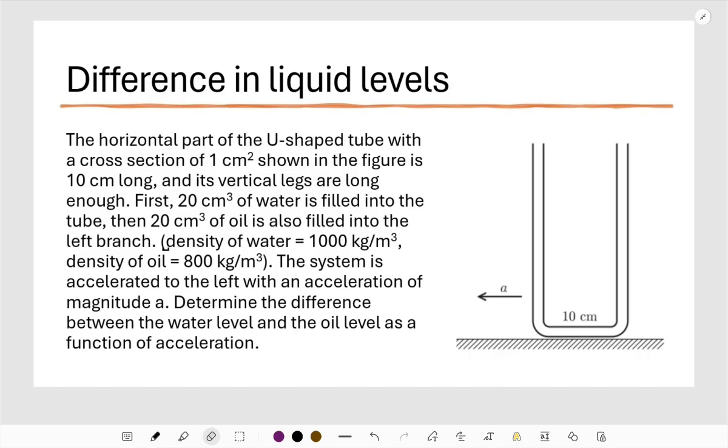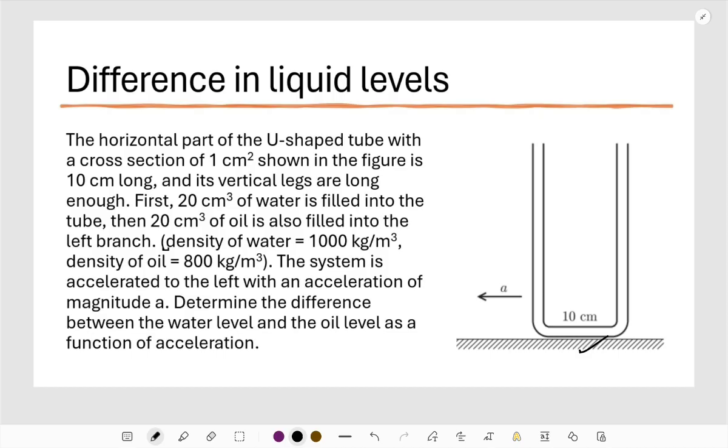So the statement of the problem is: the horizontal part of the U-shaped tube with a cross section, that means cross-sectional area, of 1 centimeter square, shown in the figure, is 10 centimeter long. You can see here the horizontal part is 10 centimeter long and its vertical legs or limbs are long enough, so you don't need to worry about that. First, 20 centimeter cube of water is filled into the tube.